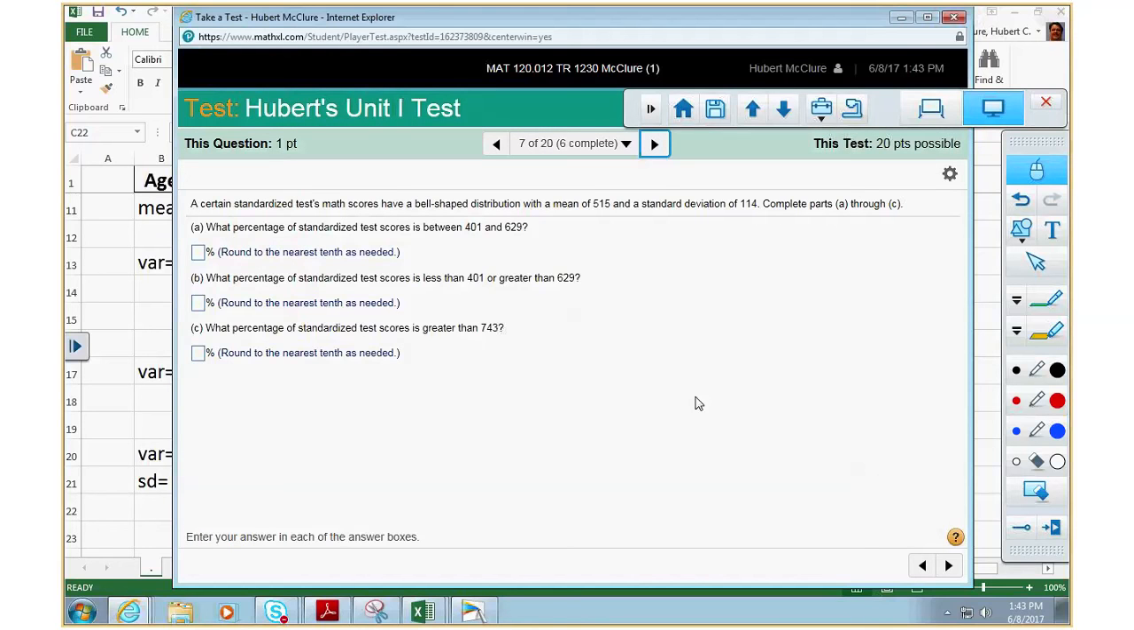Okay, you do this one. A certain standardized test has scores with a bell-shaped curve, blah, blah, blah. What type of question is this? Z-score or empirical rule? Empirical rule. Do it. Draw a picture.